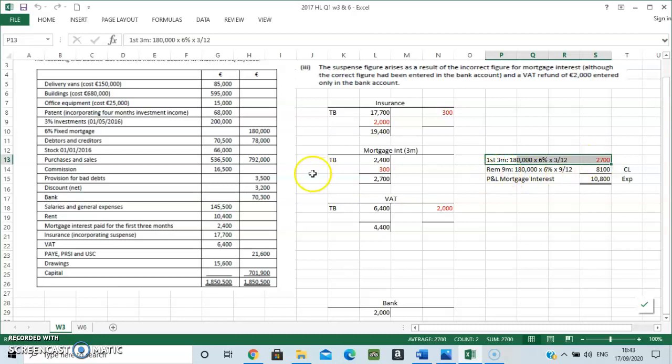The mortgage does not change actually, it's just 180,000 for the year. So therefore it's 180,000 by 6% by 9 over 12, which gives you 8,100. You total the two of them together, and the 12-month figure for mortgage interest is 10,800. The 10,800 is the expense, and of course the 8,100 is the current liability because the 2,700 has already been paid. And that's that working sorted.